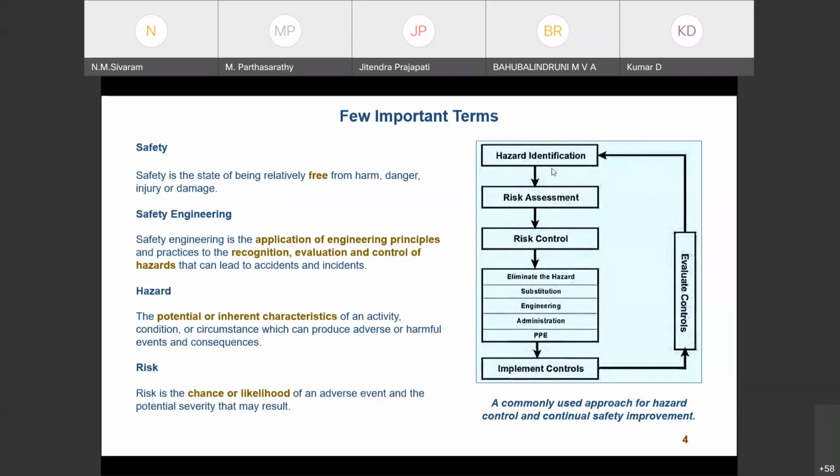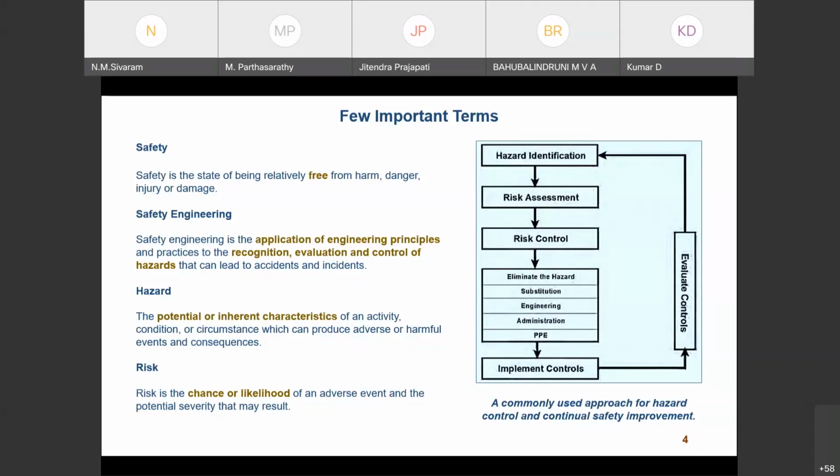And you can see the commonly used approach for hazard control and safety improvement. So initially, you have a continuous improvement system for this. First, you have to identify the hazard, then you do the risk assessment. Risk assessment is nothing but, there is some risk, so how severe it is going to be, or how repetitive it is going to be. So these two are the risk assessment parameters.